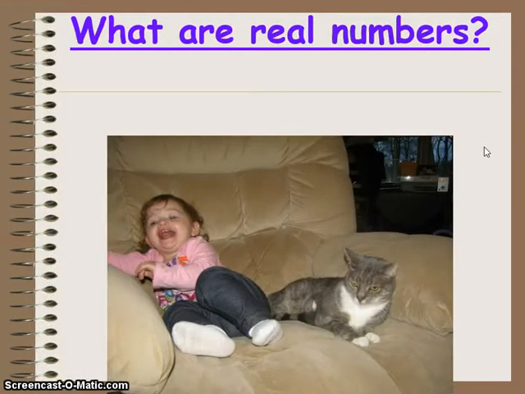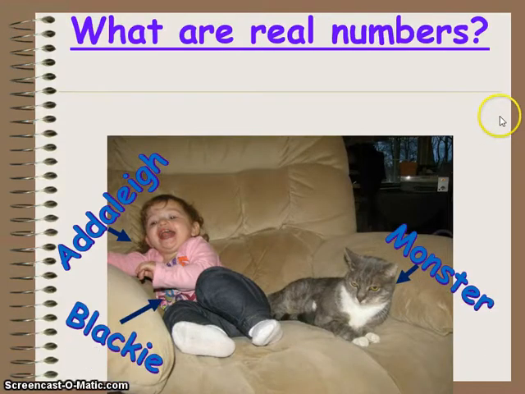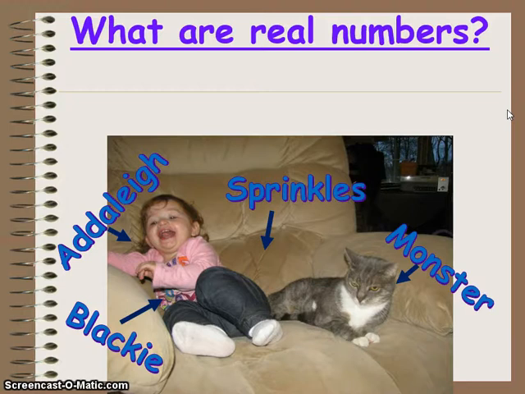Now I want to give you a very good depiction of real numbers. In this picture, you see my daughter Adelie and also her 3 cats. Here you see Adelie, Monster, Blackie, and Sprinkles. For as long as I can remember, my daughter has always played with these 3 cats. One day I said to her, "Wow, Blackie, he's such a really nice black cat." She said, "Mommy, he's not black, he's white." You know, I didn't know this because Blackie is an imaginary cat.